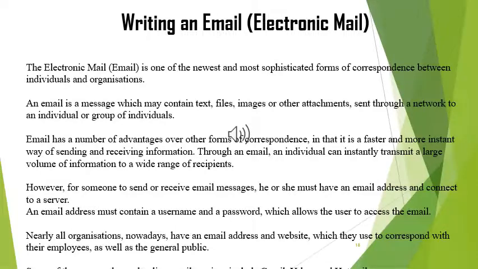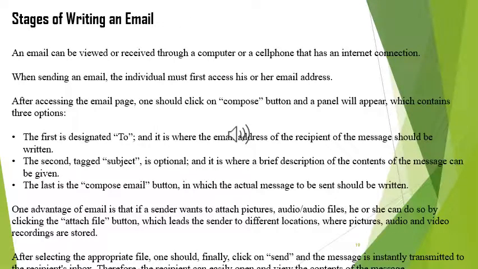So that is just the brief introduction to the email. So there are several stages when you come to write an email. An email can be viewed or received through a computer or a cell phone that has an internet connection. That is, the computer or the cell phone has to be connected to the internet. And when you are going to send an email, you must first access your email account. That is to say, and that's why we mentioned that you can't send emails if you don't have an email yourself. So you access your email address or your email account, and after you've accessed your email page, you should click on the compose button. There's a button that says compose, or in some applications you'll find that it is just a picture of a pencil.